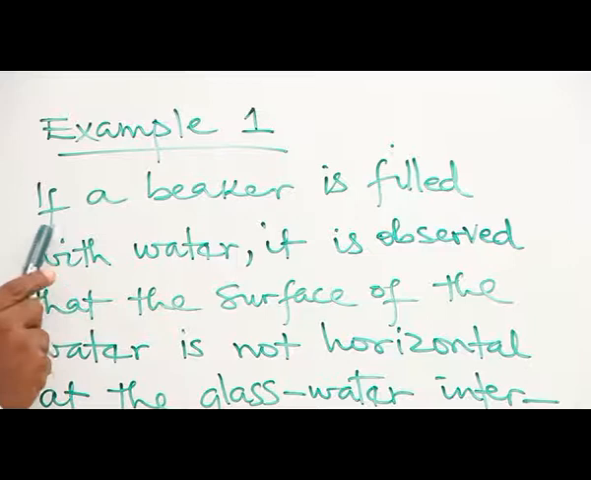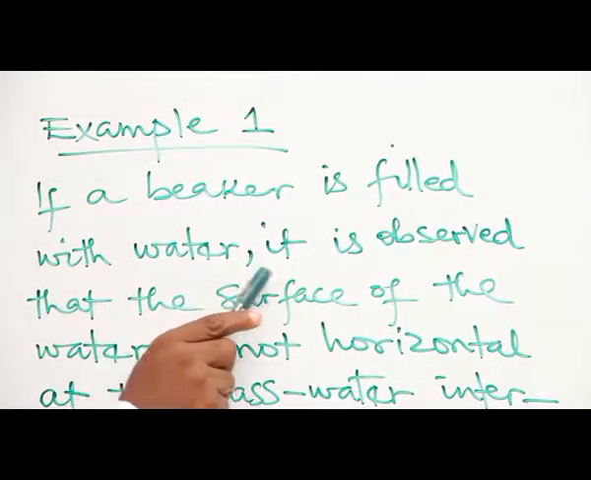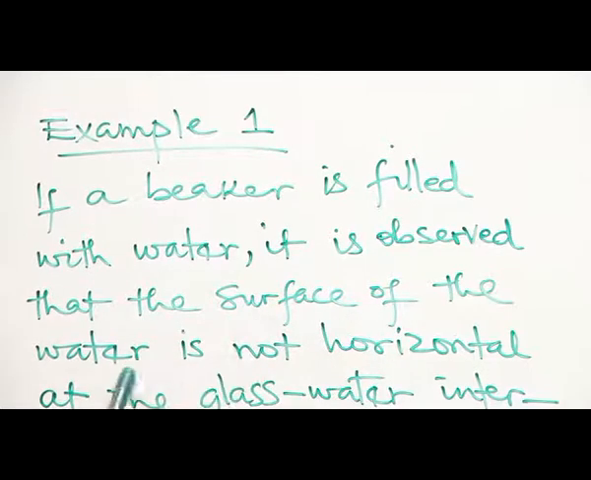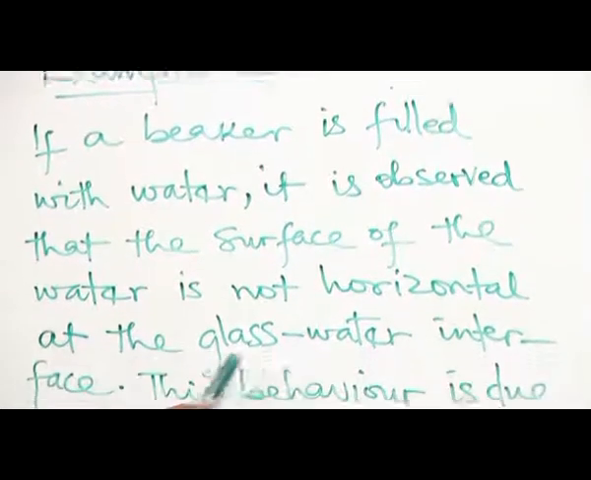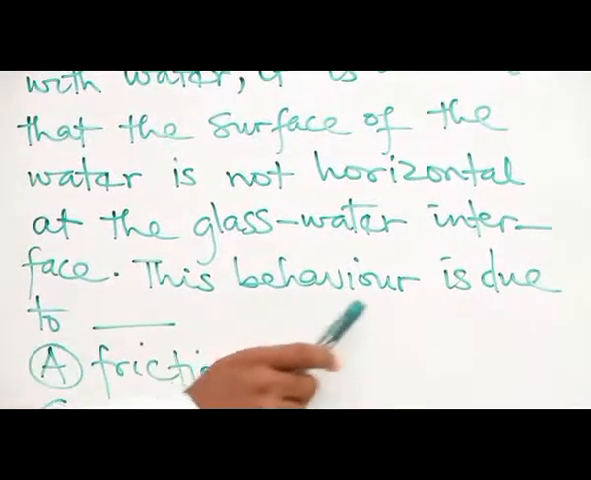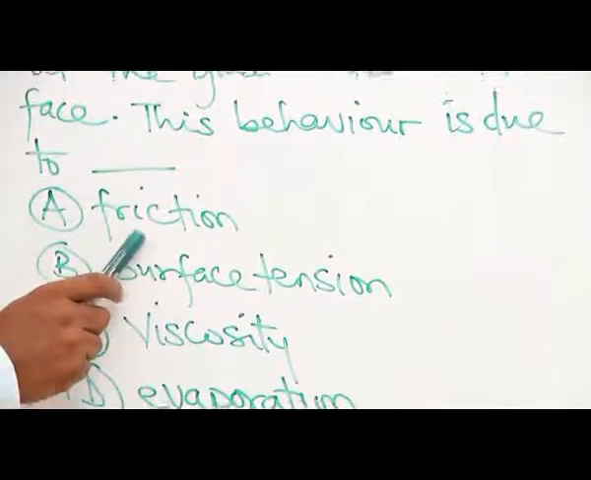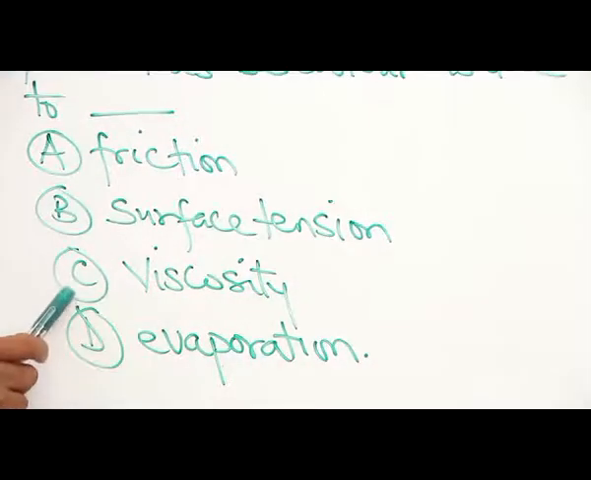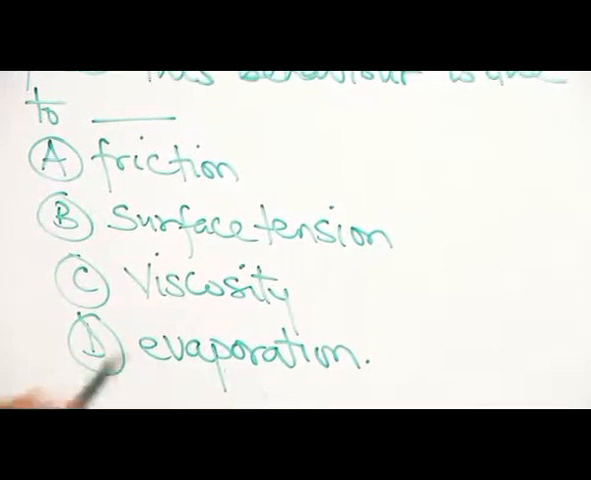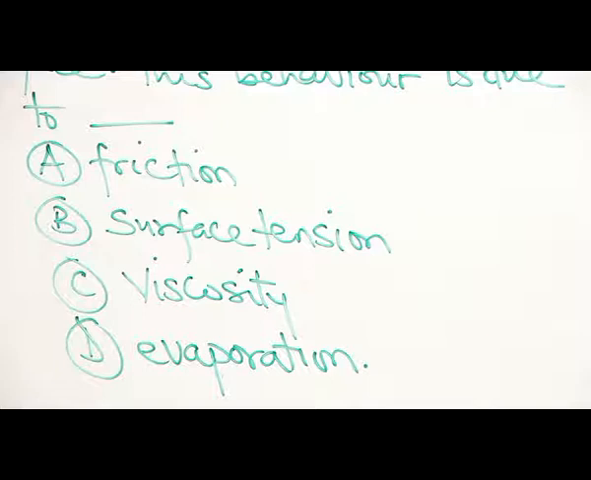Example 1. If a beaker is filled with water, it is observed that the surface of the water is not horizontal at the glass-water interface. This behavior is due to A. Friction, B. Surface tension, C. Viscosity, D. Evaporation. To answer this question, we have to check the meaning of each of the options given to us, and note the one that causes the behavior of the surface of the water in that manner.